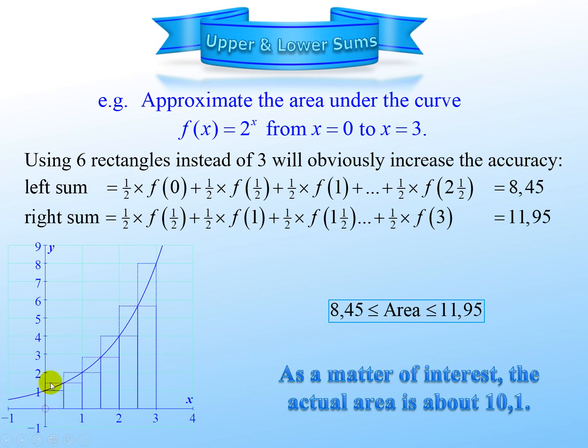and across, and there's a rectangle, there's another rectangle there, there's another rectangle there, ending with the one going up to here, the rectangles. And we end up with 11.95. Now that's better than 7 to 14. Now we have 8.45 to 11.95. So at least our upper and lower bounds are getting closer.